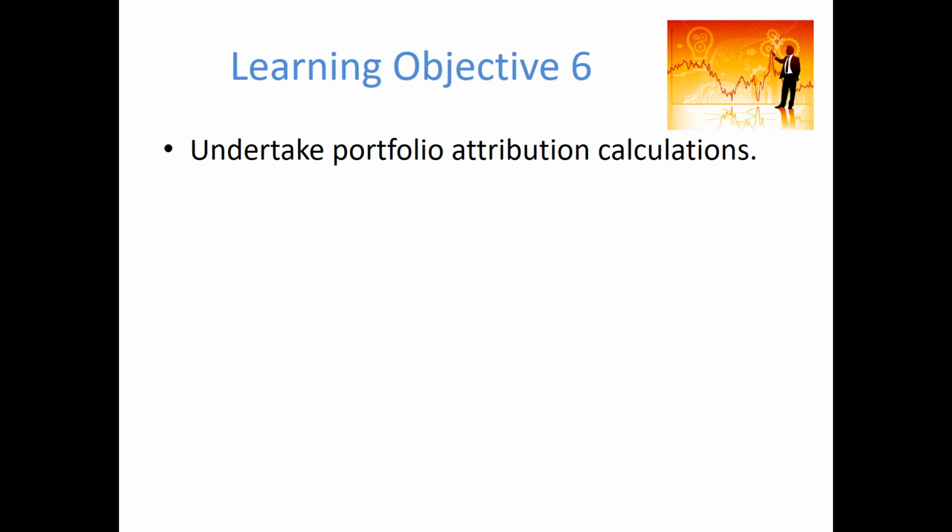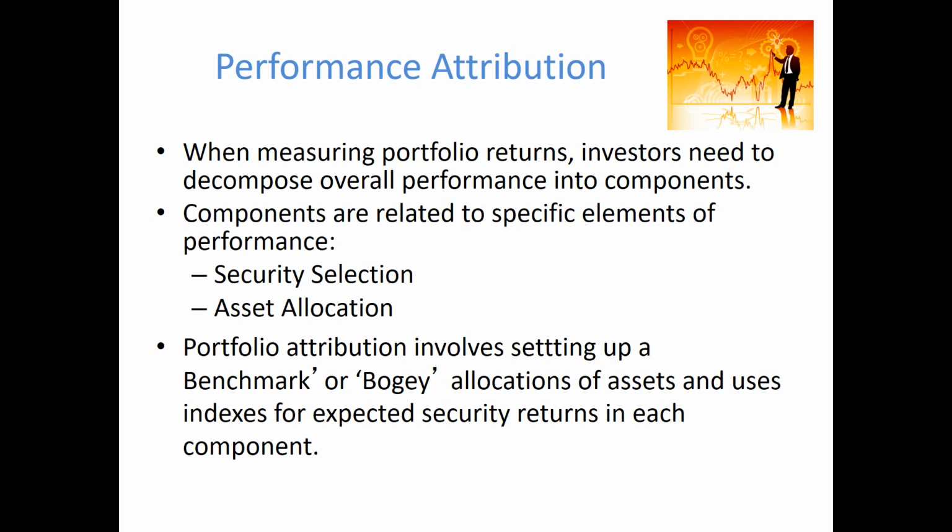So in this learning objective we will be discussing portfolio attribution calculations. After determining the optimal allocation across asset classes, it then becomes important for an investor to be able to evaluate their performance. We previously looked at portfolio evaluation, but in this particular case, we are going to look at portfolio attribution that enables us to identify the exact cause of over or underperformance by disaggregating between asset allocation and security selection. So the process of portfolio attribution is all about decomposing overall investment performance into its components.